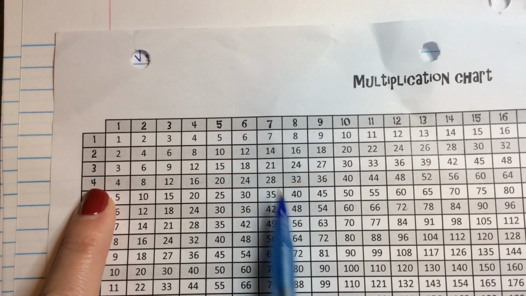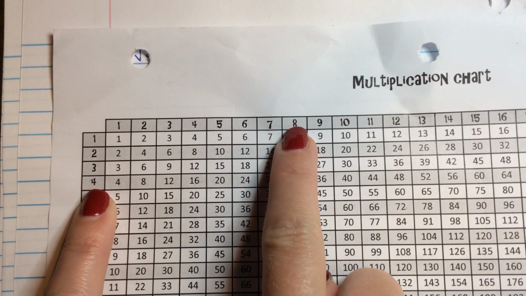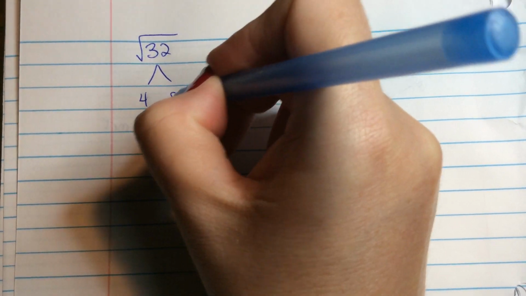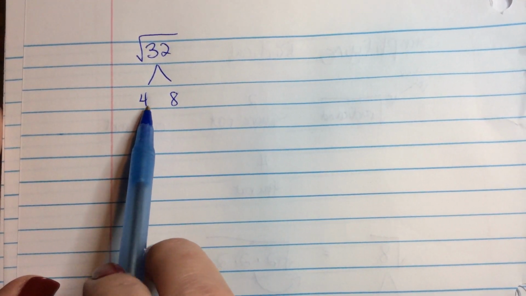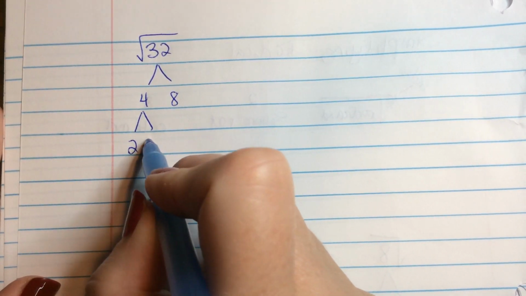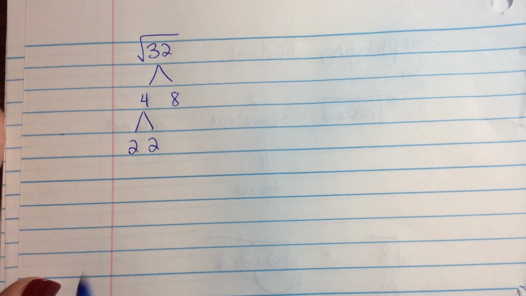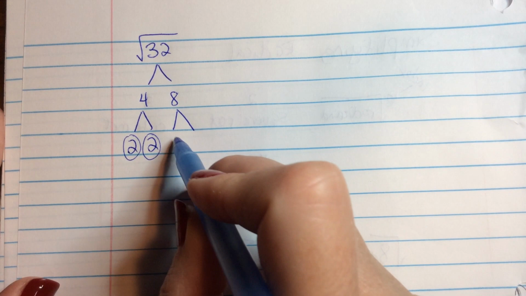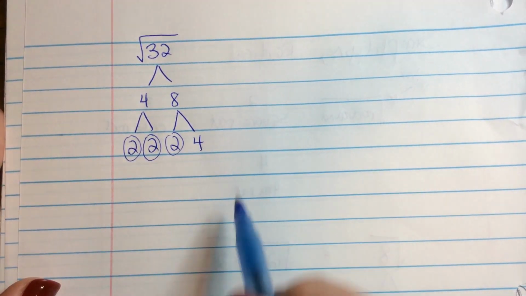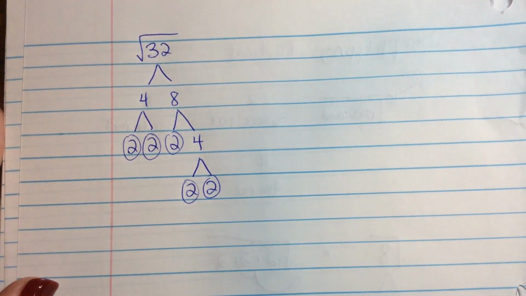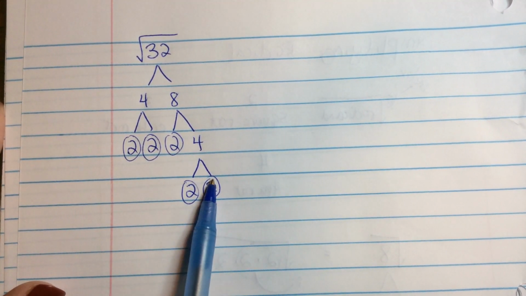32 is 4 times 8. So we could use that one. And then, of course, each of these will break down. Neither one of them is prime. So 4 will break down into 2 and 2. And 2 is prime, so I can circle that. 8, we've already done this before, so 4 will break down again into 2 and 2. So notice I have 5 2's.